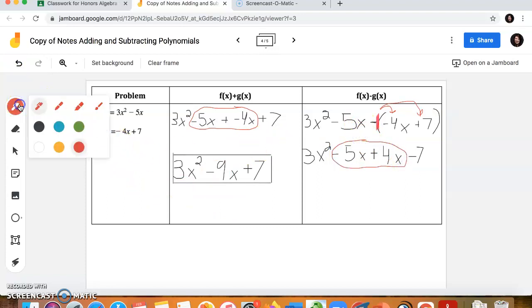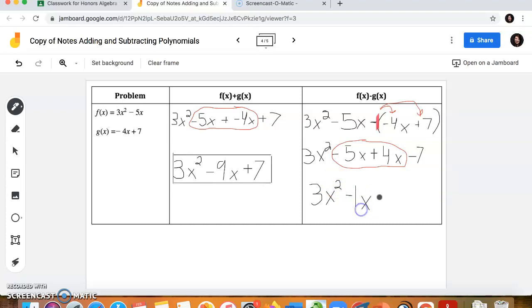So we'll just have the 3x squared again by itself. Negative 5x plus 4x is going to be negative 1x. You could also just write it as negative x. That would also be fine. And then the negative 7 is at the end. And that is our final answer. All right. If you need more time, pause the video. But that is the end.